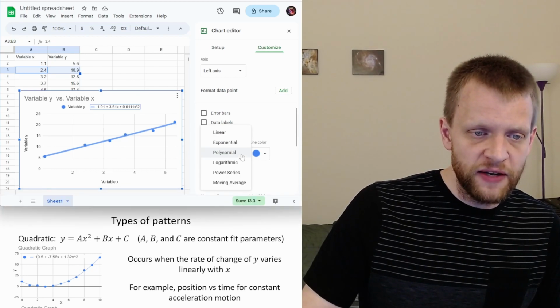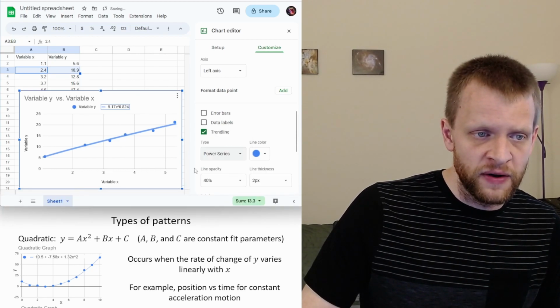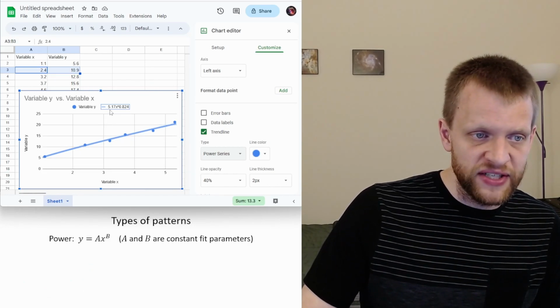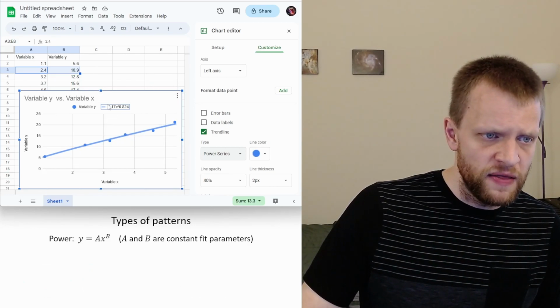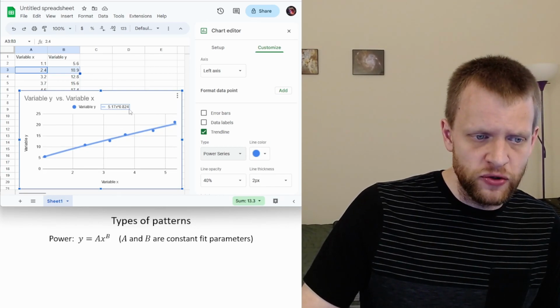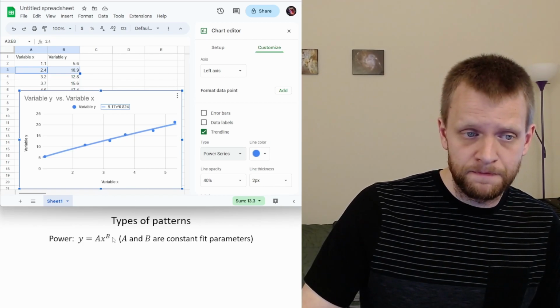So we can identify different kinds of mathematical patterns. So for example, if I go to a power fit, this is the one that seems to best get a power fit. This would be my value for capital A, and this 0.824 would be my value for capital B.